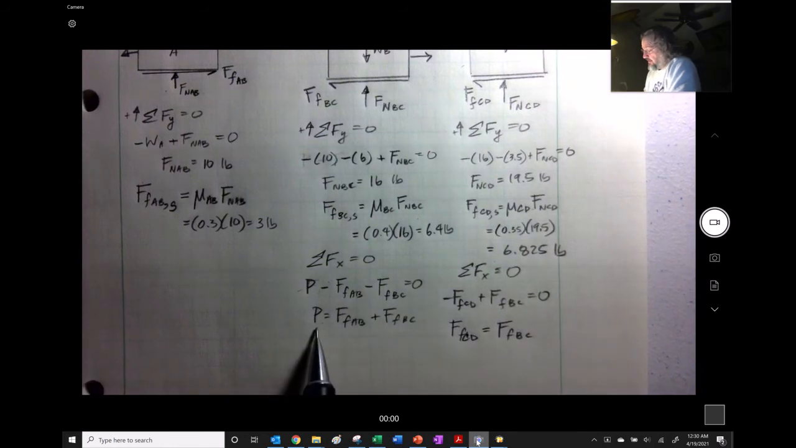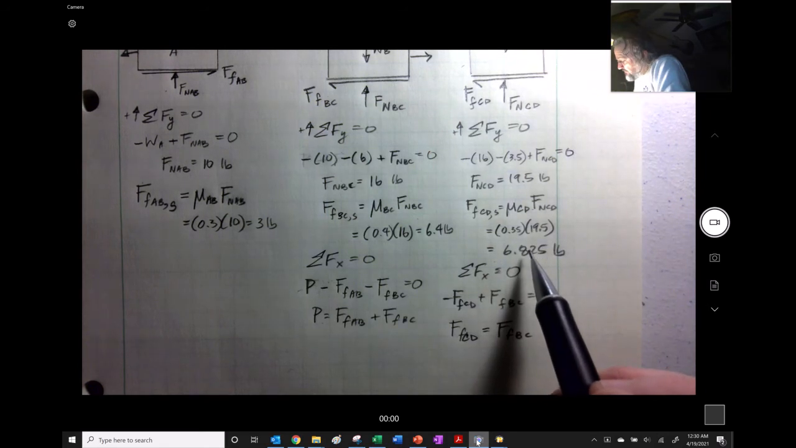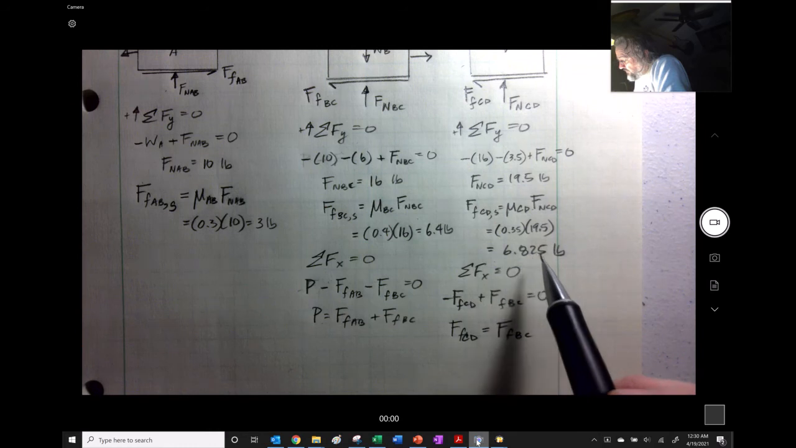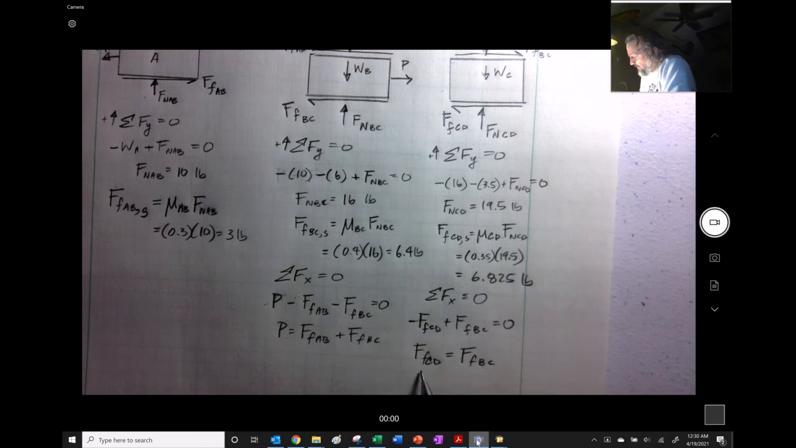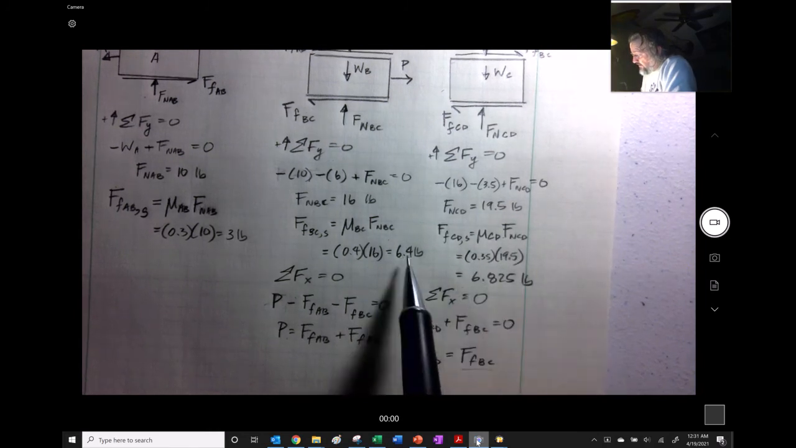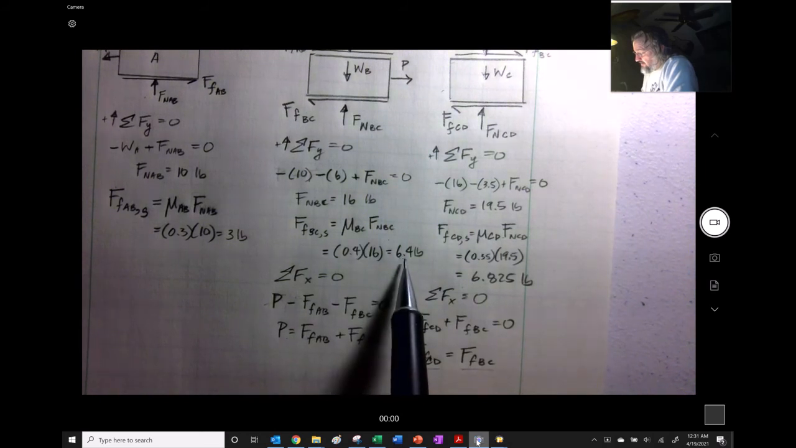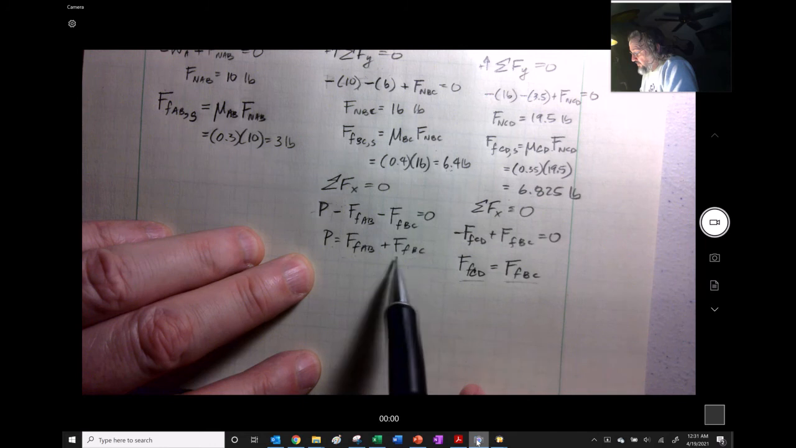So we can say that, and we note which is greater. Which one is smaller? The one that's smaller is the one that's going to happen first, right? So this guy right here is larger than this. So this is the spot that's going to slip first. And when it slips, these two are going to be equal to each other.